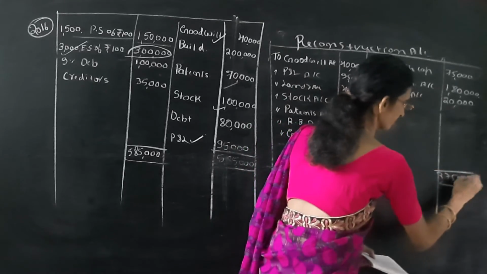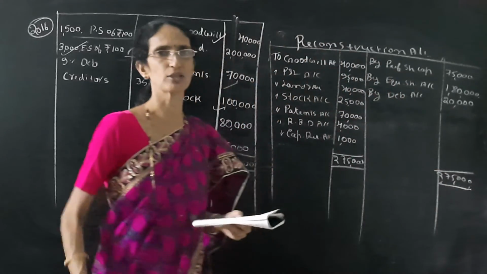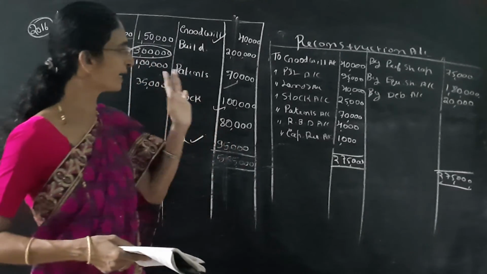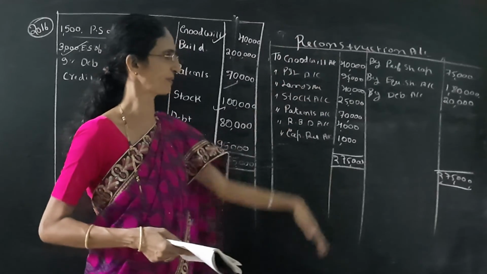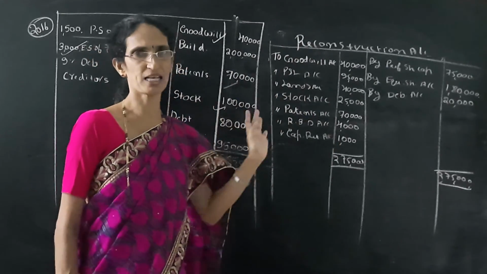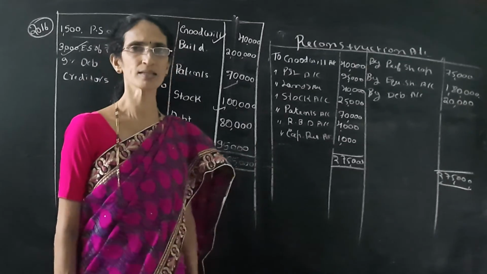2,75,000. Here they only asked to pass journal entries and to prepare the reconstruction account. So this is the preparation of reconstruction account. There is no need of preparing the balance sheet. So this problem is over. Thank you.